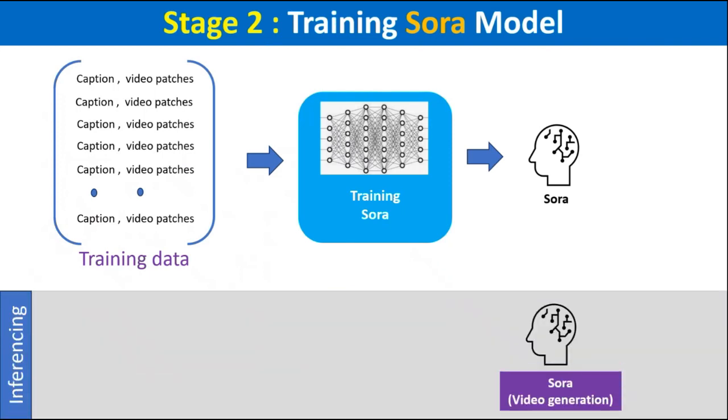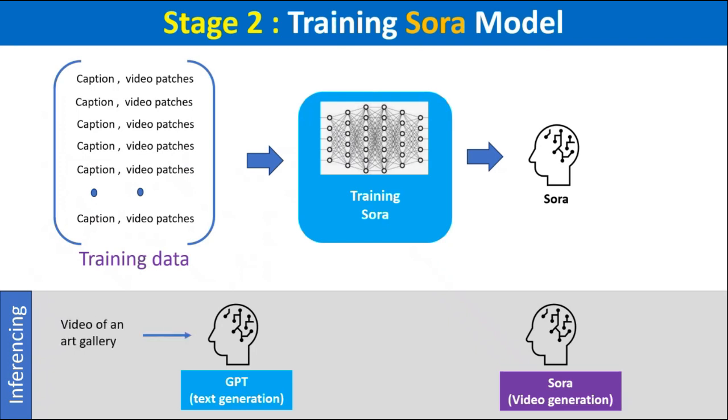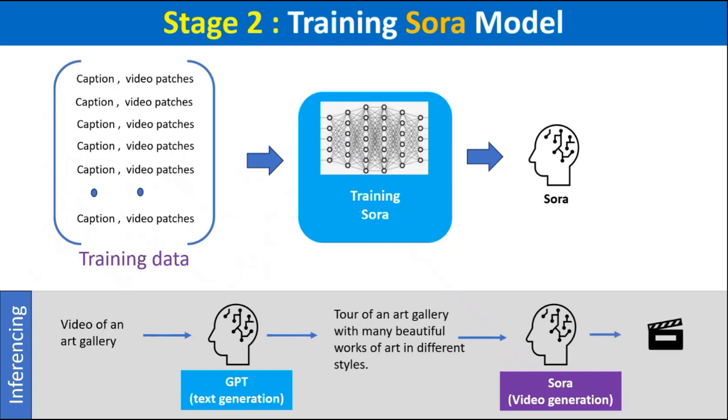During inferencing, a GPT text generation model is placed before Sora. This model turns a short user prompt into a longer, detailed prompt or caption that is then sent to the video model Sora. This enables Sora to generate high quality videos that accurately follow user prompts.